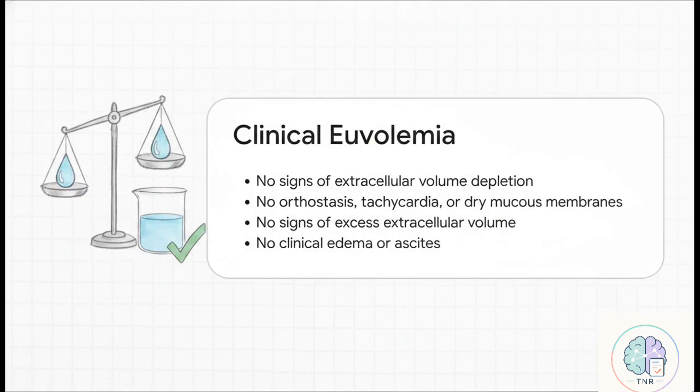Next up, the patient must be clinically euvolemic. This just means they show absolutely no signs of being too dry or too wet. If they have orthostatic hypotension, a fast heart rate, or really dry mucous membranes, they're volume depleted. And in that case, appropriate ADH is being released to save their volume. On the flip side, if they have edema or ascites, they have excess volume, kind of like what you'd see in heart failure or cirrhosis. For it to be SIAD, they must look clinically perfectly balanced, completely euvolemic.